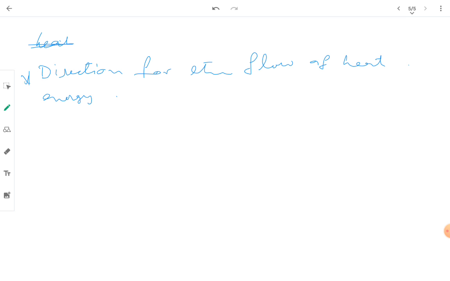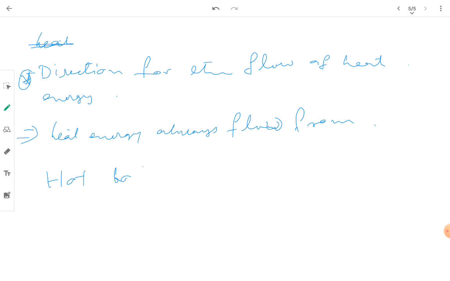So remember that the direction for the flow of heat energy is always from a hot body to a cool body. Remember that, always hot body to cold body.